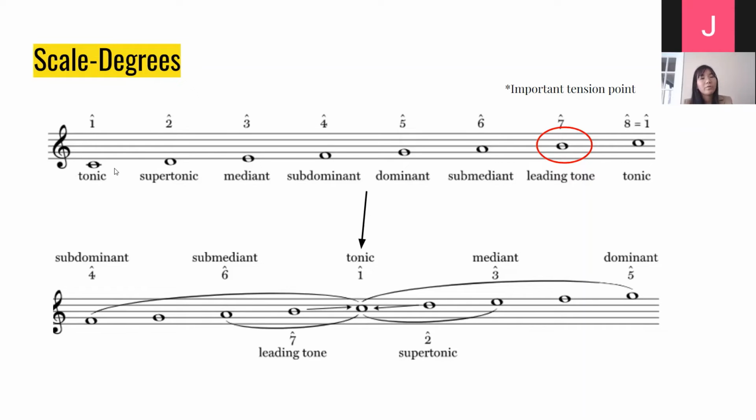Just a review: the first scale degree is the tonic, the second scale degree is the supertonic, the third scale degree is the mediant, the fourth scale degree is the subdominant, the fifth scale degree is the dominant, the sixth scale degree is the submediant, the seventh scale degree is the leading tone. And then the eighth scale degree is octave equivalence to the first scale degree. So it's still the tonic.